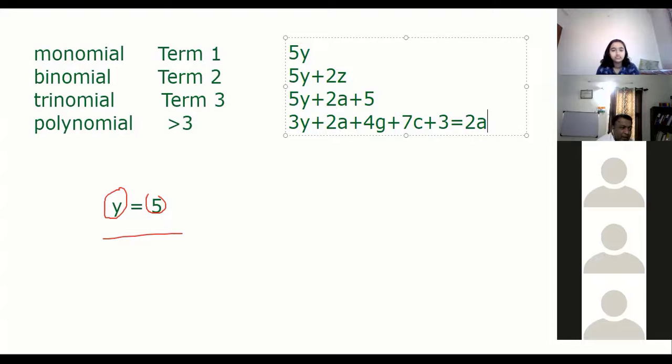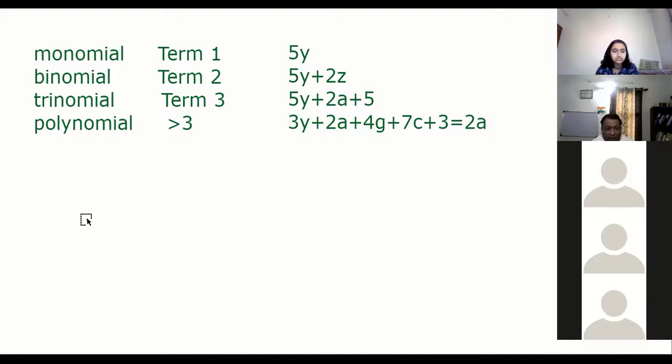For example. Sir, is a monomial also a type of polynomial? Yes, you are right. Monomial, binomial, trinomial, all are polynomial. Monomial is a special type of polynomial where the number of terms is 1. Binomial is a special type of polynomial where terms are 2, like that. So everything is polynomial here, but they are special polynomials. Because who will tell all this? Pentanomial, hexanomial, heptanomial, octanomial. So instead of so many names, we call it polynomial.